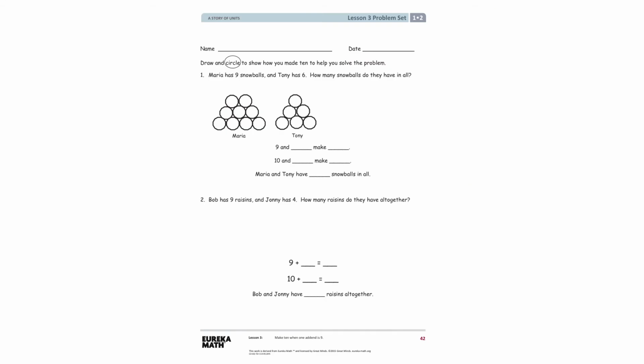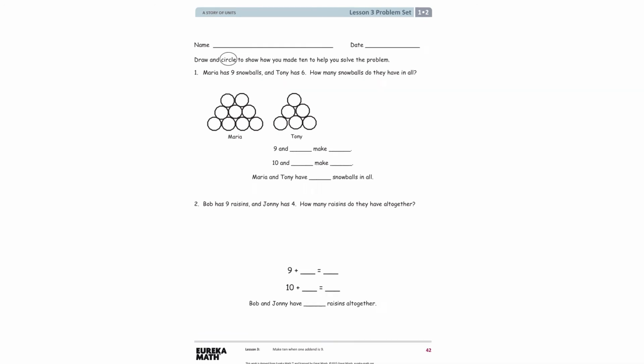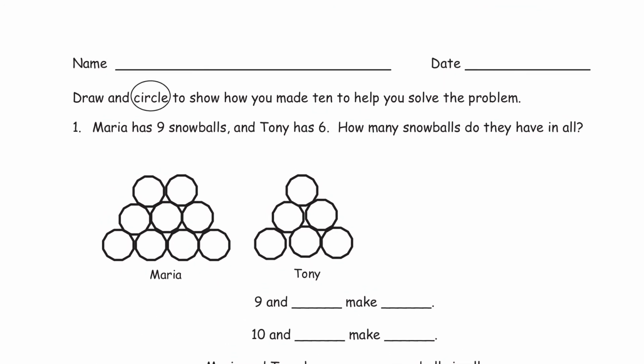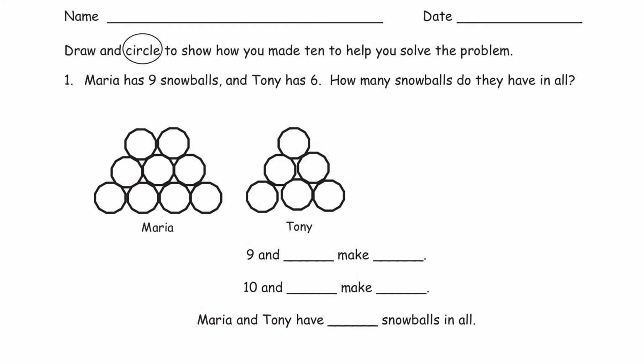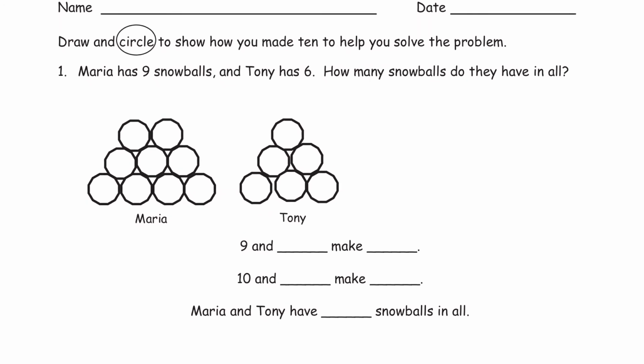Welcome back, boys and girls. You should have your problem set. It'll look like this, lesson 3 problem set, 1.2. That 1 there means first grade. The 2 means module 2 or unit 2 that we're in. Let's take a look at number 1. Our directions read, draw and circle to show how you made 10 to help you solve the problem. The first one here, they kind of have set up for us, don't they? Let me move it up here a little bit so we can see the entire problem.